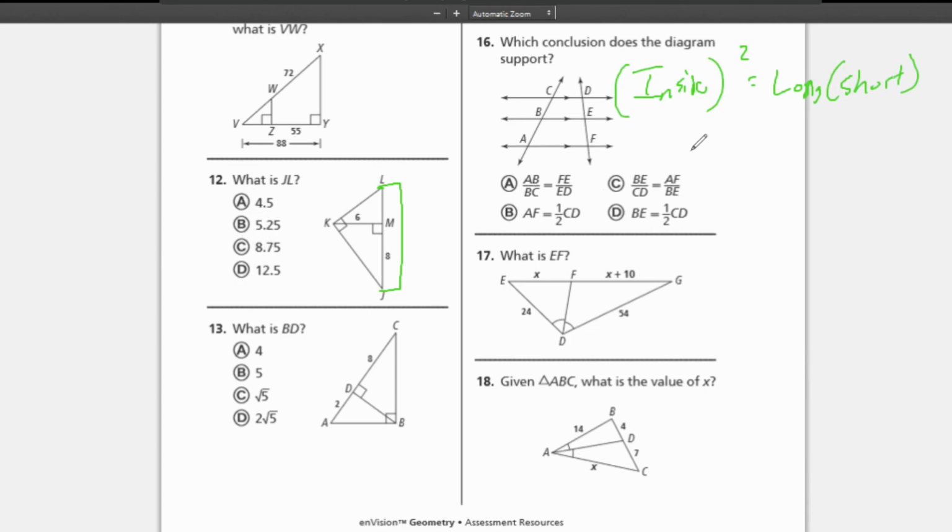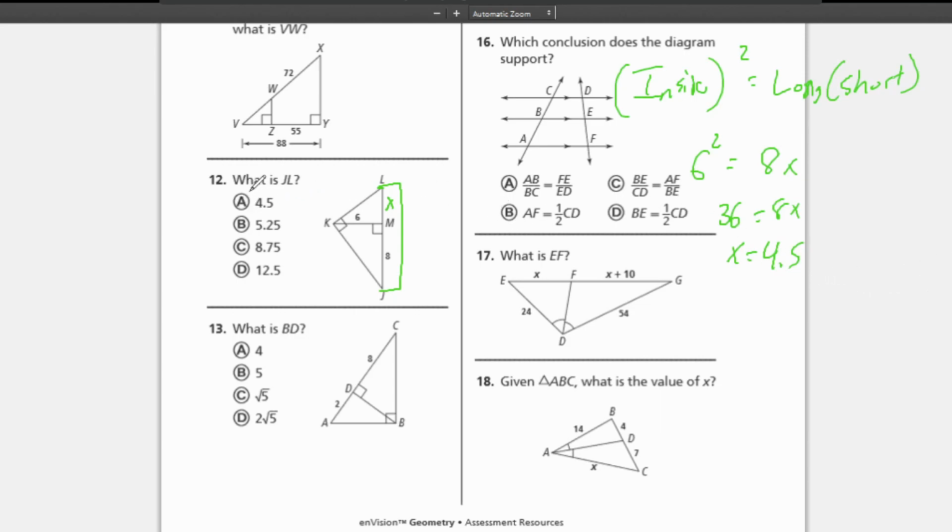But before we do anything, let's identify our inside. That is 6. So this is going to be 6 squared is equal to the long side, which is 8, times our short side. Let's call it, well, x. So this is going to give me 36 is equal to 8x. I know 8 times 4 is 32. And then if I have 4 more, that's going to give me half. So this is going to be x equals 4.5.